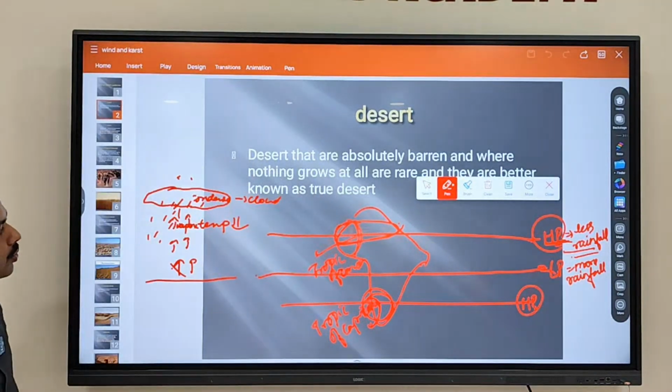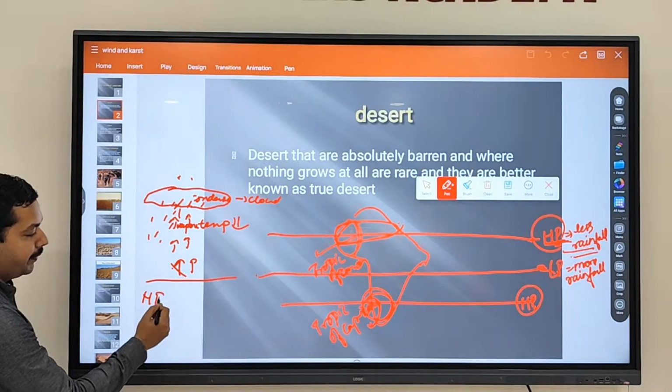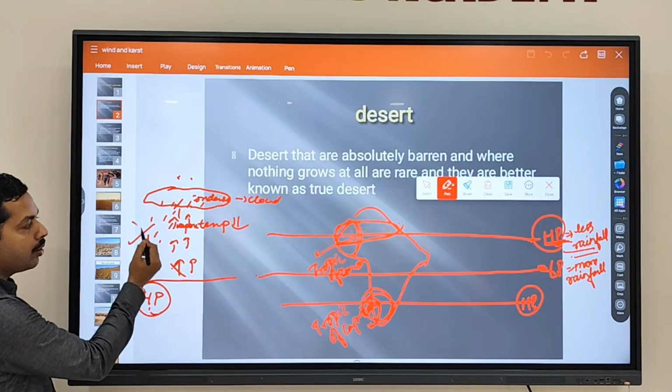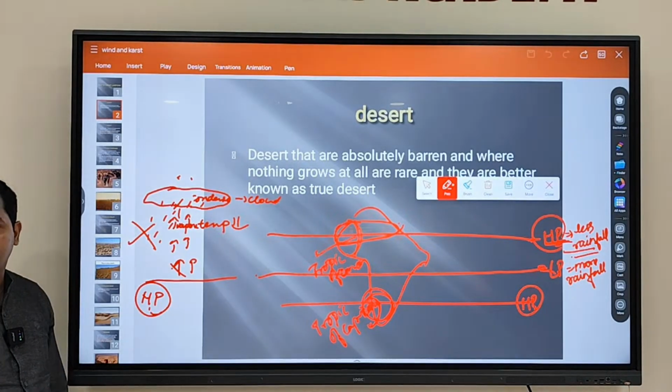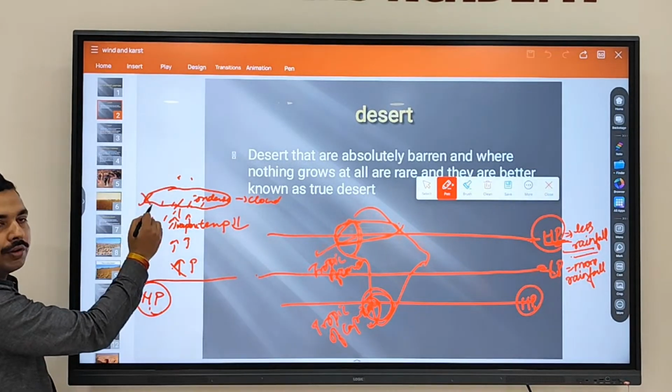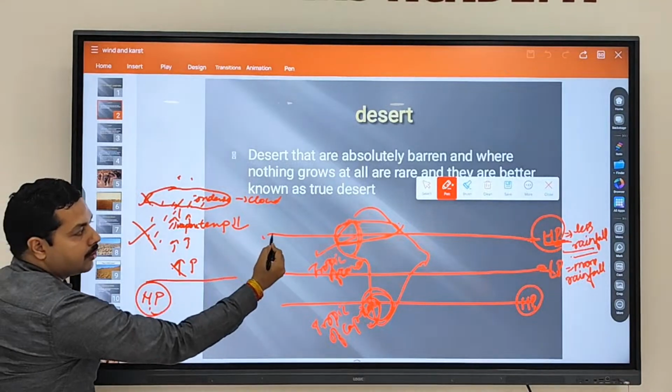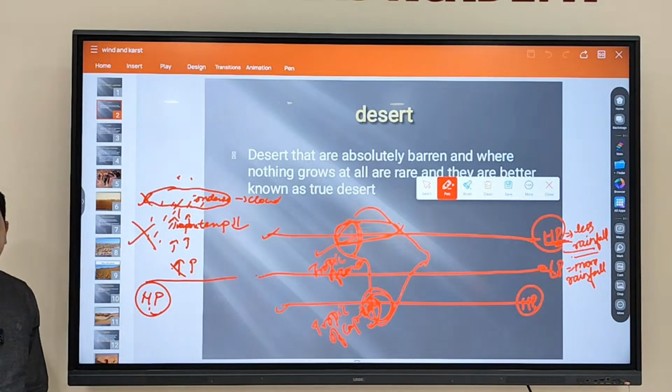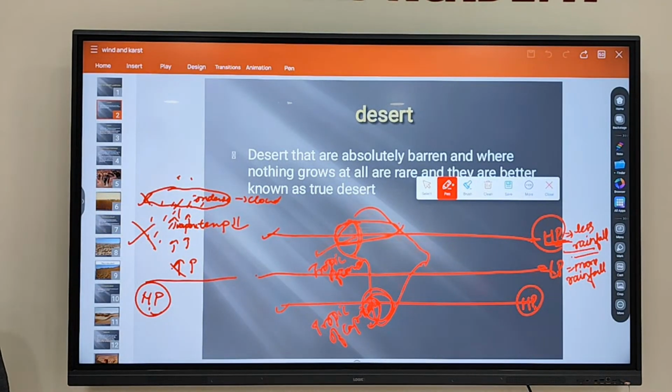But when there is a high pressure, wind will not go up. When wind will not go up, then what will happen? No rainfall will take place. So that's why Tropic of Cancer and Tropic of Capricorn is a zone of high pressure. When this is a zone of high pressure, no rainfall is going to take place. Clear? Any doubt regarding this particular thing?